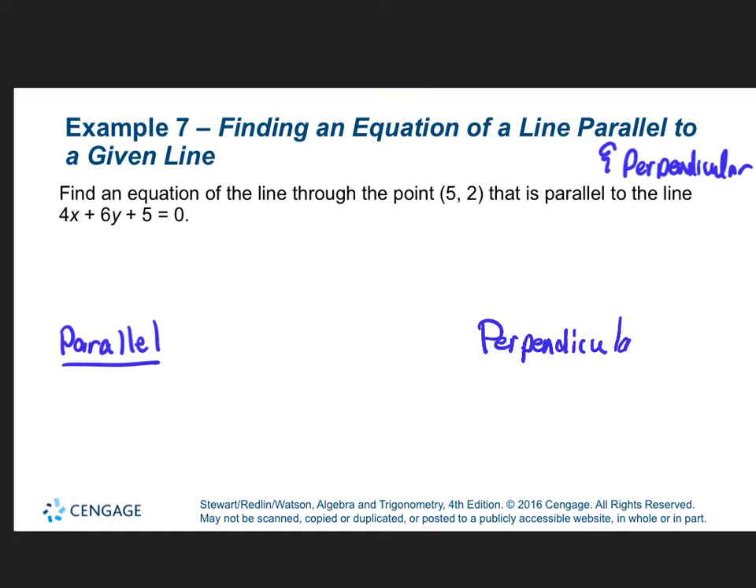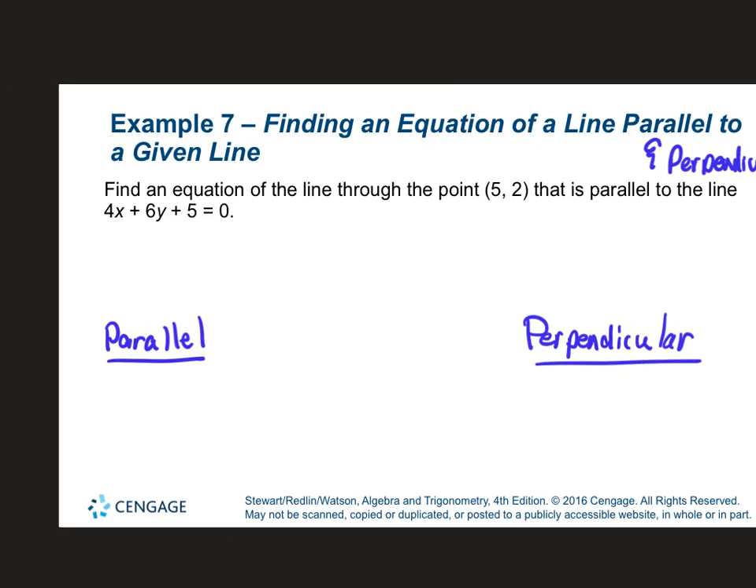Now they're giving me a line to use. So what they want us to do, remember, if we're in y equals mx plus b, we need to find the slope and we need to find the y-intercept. Well, we can find the slope given the equation that they gave us. If I have 4x plus 6y plus 5 equals 0, I want to solve for y.